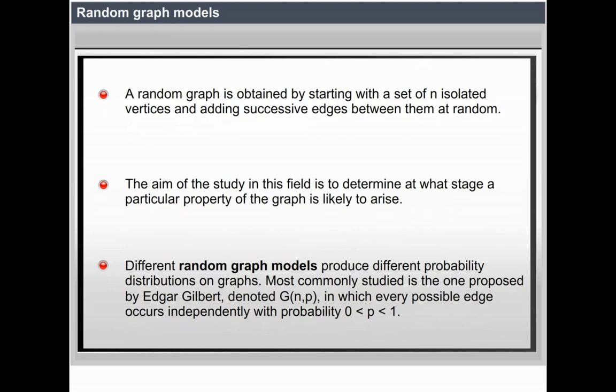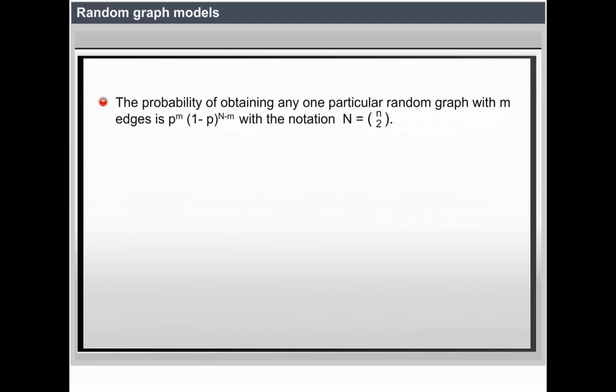Most commonly studied is the one proposed by Edgar Gilbert, denoted G(n, p), in which every possible edge occurs independently with probability 0 < p < 1. The probability of obtaining any one particular random graph with m edges is p^m (1 - p)^(N - m), with the notation N = nC2.